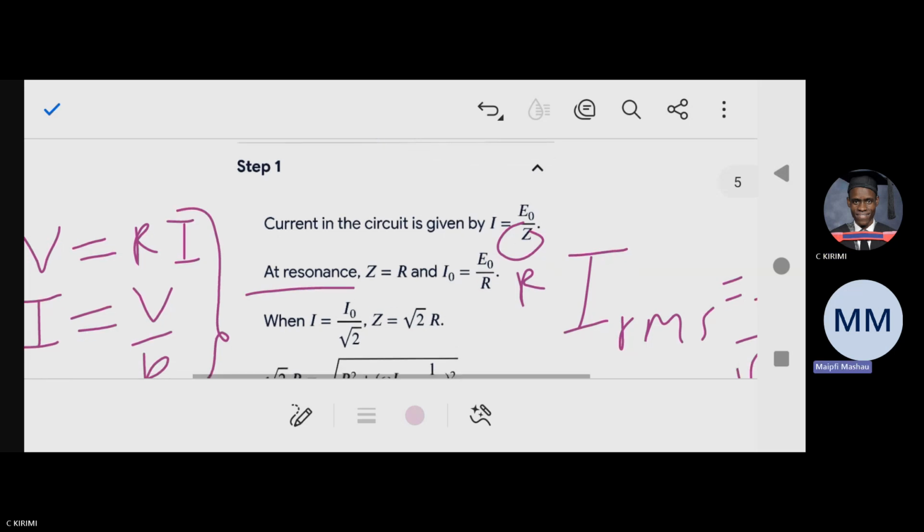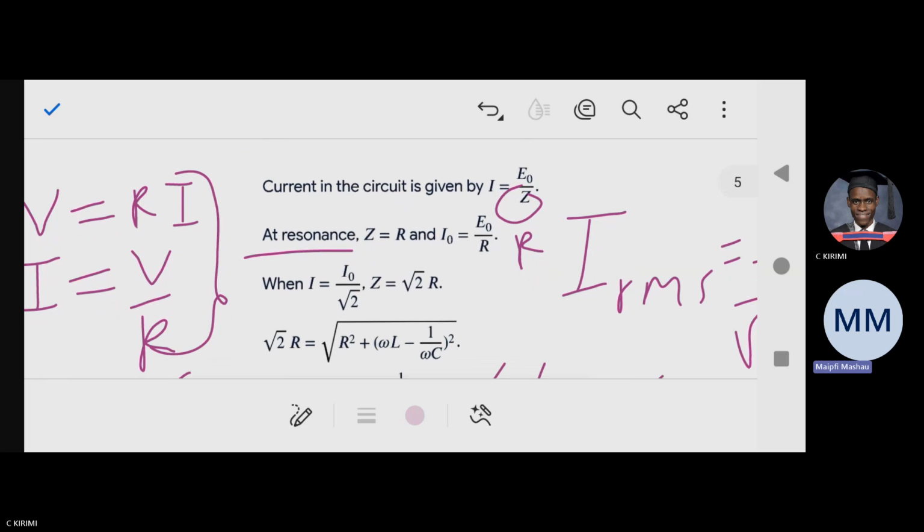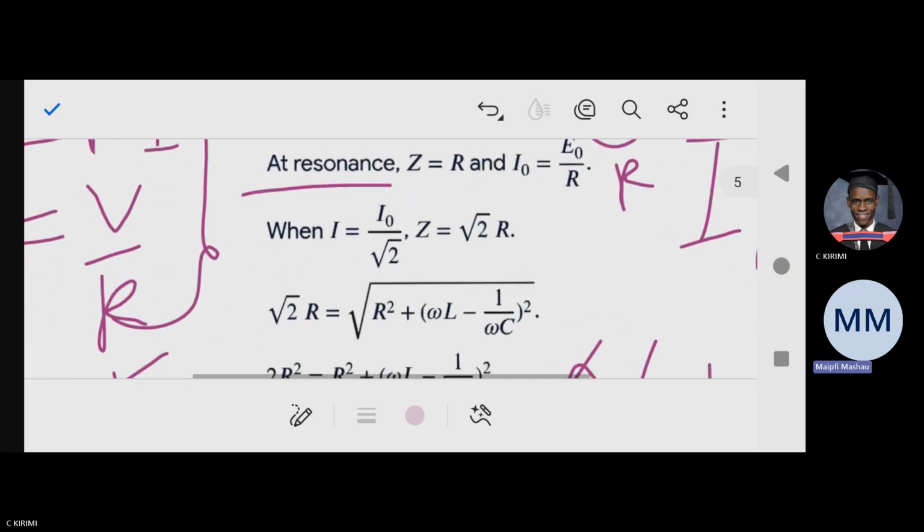Because it's saying when I, the current, is equal to I naught over square root of 2, do we also write I naught square root of 2 where there's I? Here is when I equals I naught over root of 2. So your question now is, where there is I, do we write I naught over square root of 2? Do we write it like that?